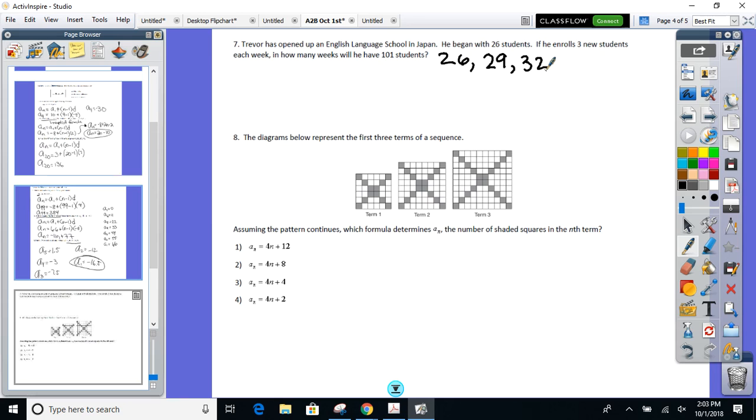And guys, I do not want you or I to keep going until I hit 101 and count the number of weeks. I want to use my formula. Any of these values you know already. A1, okay, yep, go ahead. A1 is 26. Any other value you know up here? What's 3? Common difference is 3, yep.